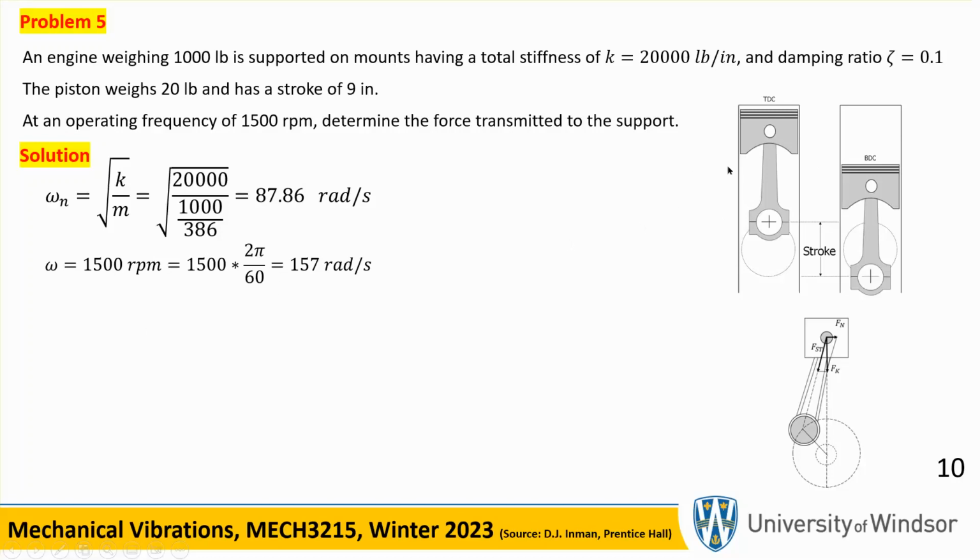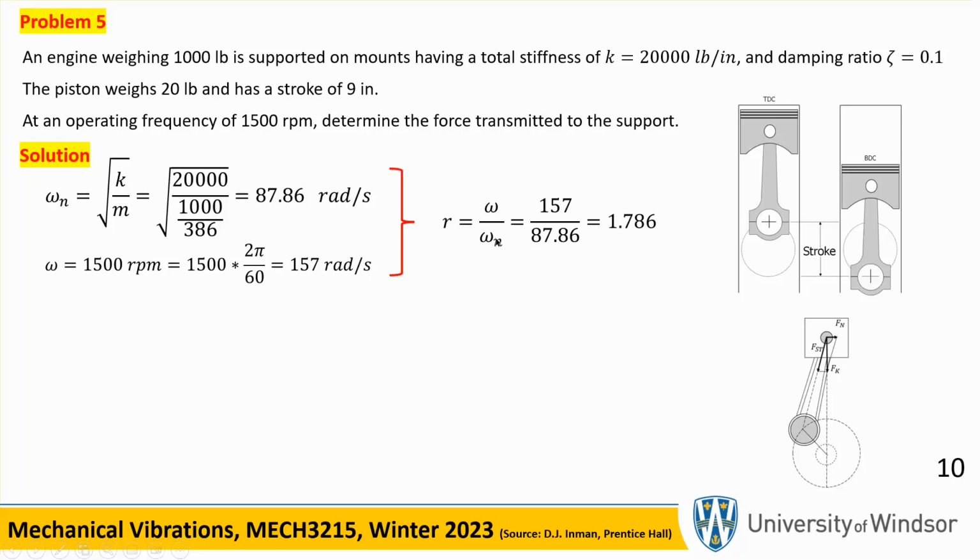Not the piston, not the piston. Okay, it's for the engine. You're using the mass of the engine, not the piston. Okay, so we have the omega, which is 1500 RPM converted to radians per second.